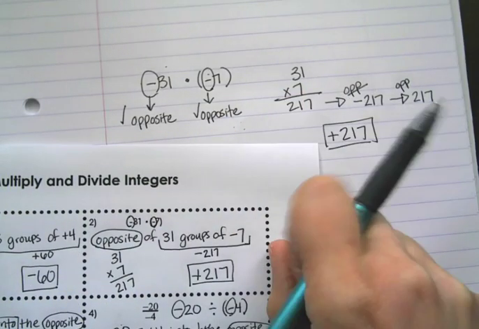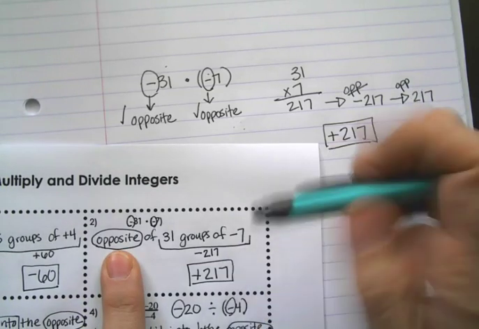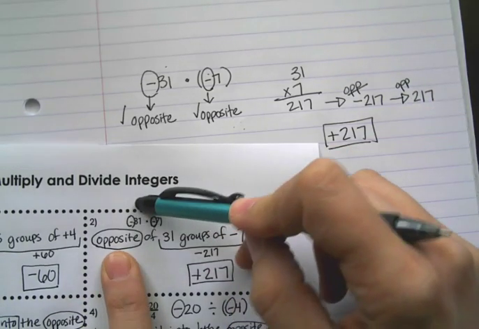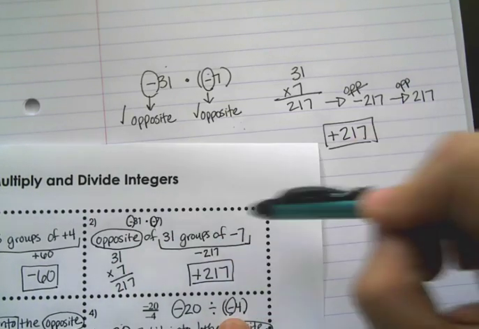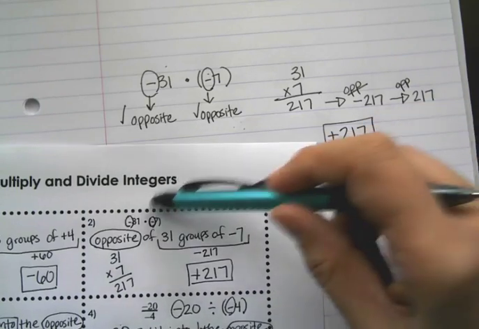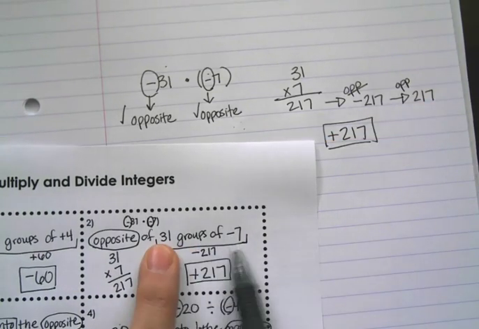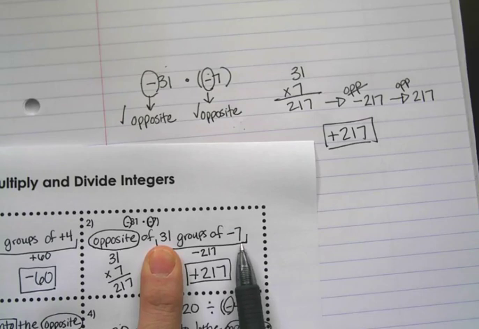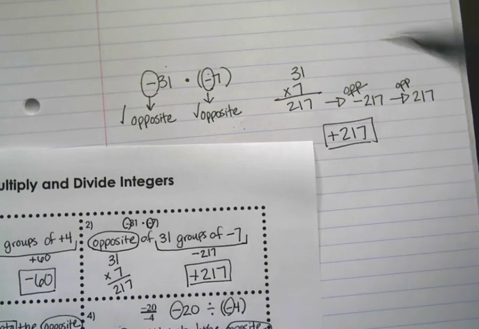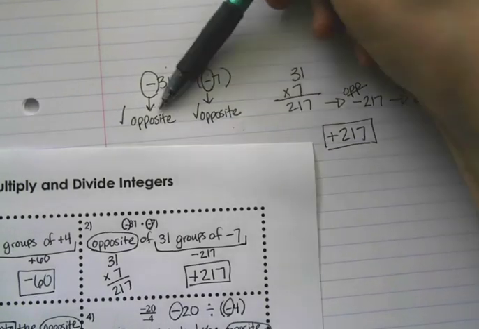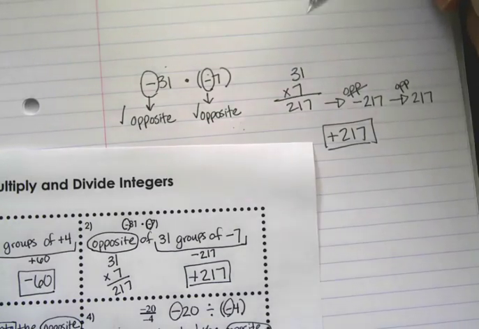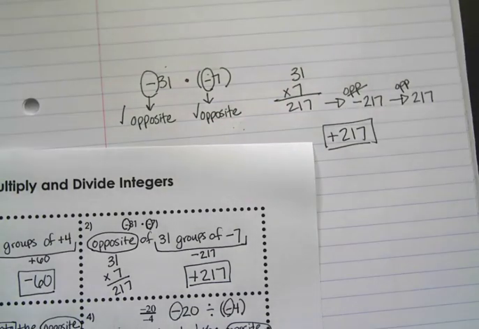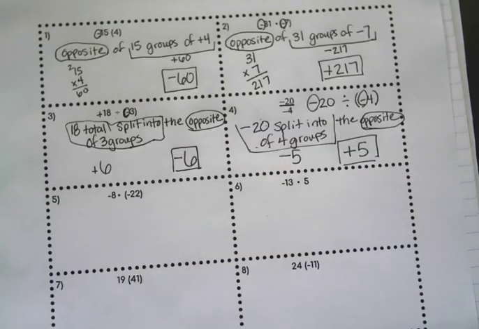So you can either use the opposite whenever there's a negative in front, or a negative number of groups, I should say, because it's not always in the front here. But you could use the word opposite, and instead of having to figure out, well, what is this value? 31 groups of negative 7, is that a positive or a negative? Instead of having to figure that out, you could multiply and then take the opposite for the negative values. Whichever way is more convenient to you, is more efficient for you, is fine.